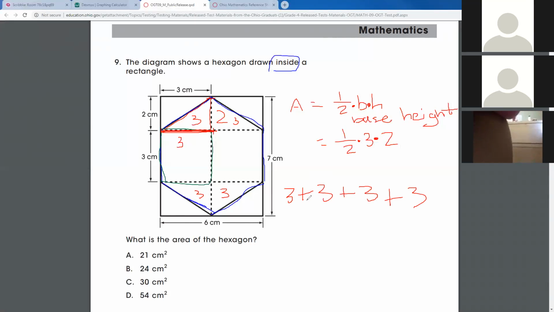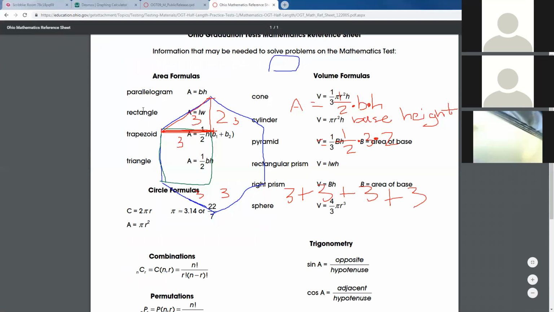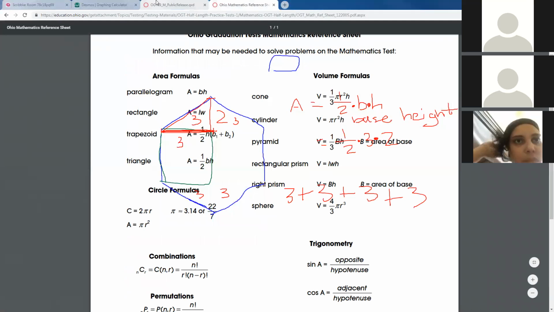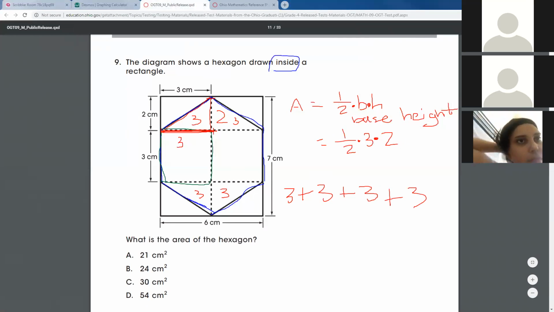So now we have to do the square part in the center. I had that in green. The reference sheet shows the area of a rectangle, because rectangle and square have the same area formula, so they don't write it twice. They're both length times width. So what is the length and the width of this square? 3 and 3.